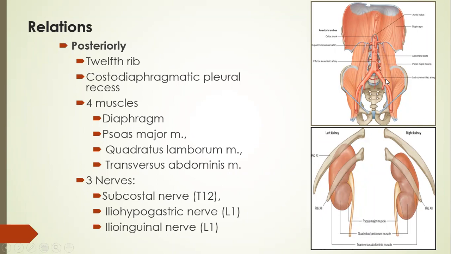Then there are three important nerves. One is the subcostal nerve, which will come below the 12th rib. Then the iliohypogastric as well as the ilioinguinal nerve. These are not shown in these pictures, but these nerves also form an important posterior relation.